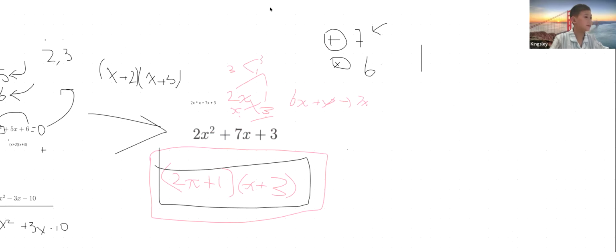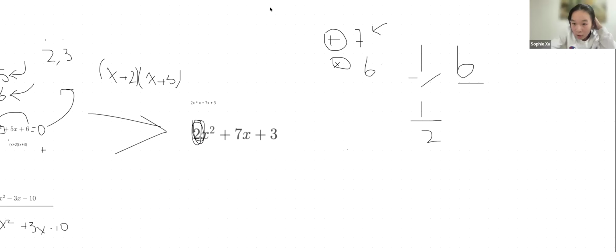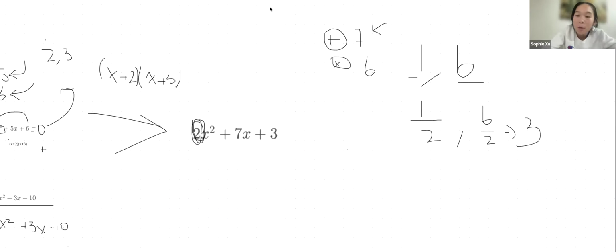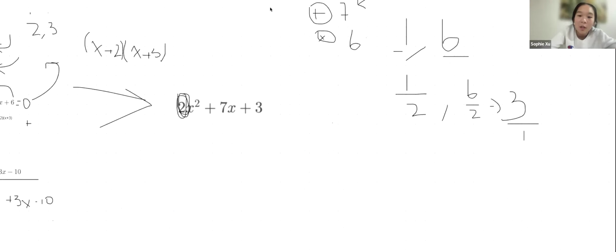My bad. 1 and 6, right? But we know that the leading coefficient is 2. So we can divide both of these by 2. Let's just say 1/2 and 6/2, but this is just equal to 3. I'm going to write it as 3/1 because this makes it easier when putting it into brackets.